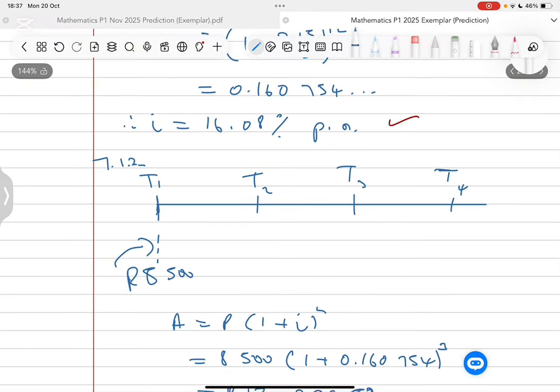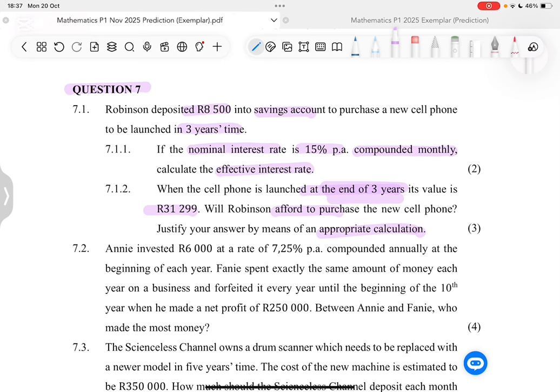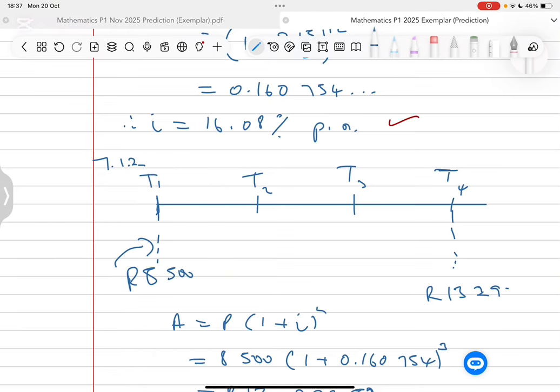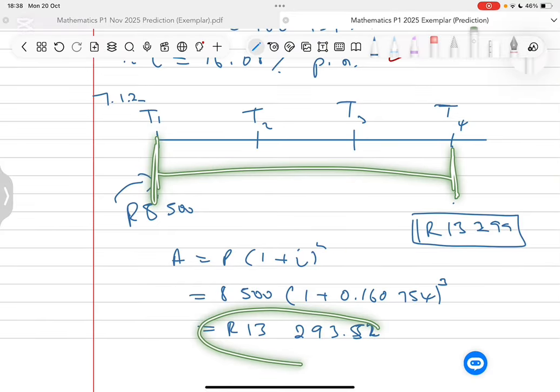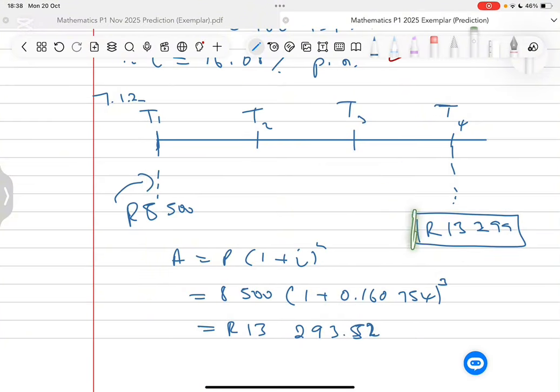Now you must realize that when we get to the end of year 3, the phone has a price of 13,299. This is the price of the phone, the value that the phone cost when it's been launched. But we are saying that during this time period from year 1 to year 3, Robinson's money has grown to be 13,293. That means now Robinson won't be able to afford this phone because the money that he has available at the end of year 3 is actually 13,293, which is less than the value of the phone.